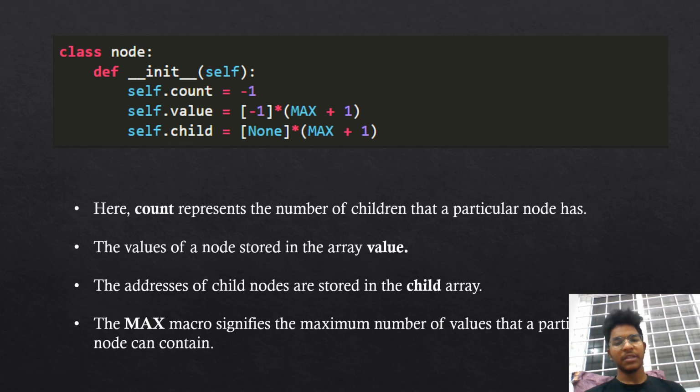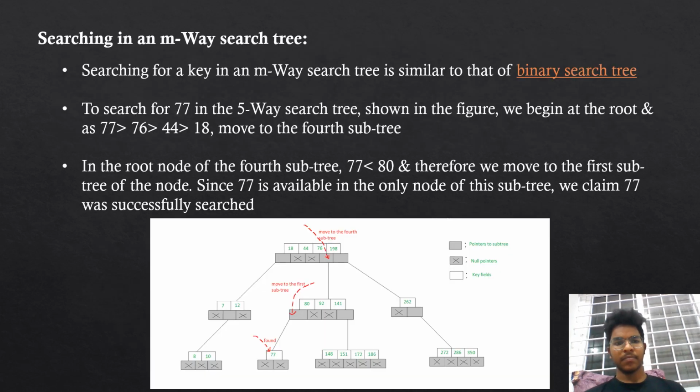Here, count represents the number of children that particular node has. The values of the node are stored in the array value. The addresses of the child nodes are stored in the child array. The max signifies the maximum number of values that a node can contain. Searching in an M-way search tree.